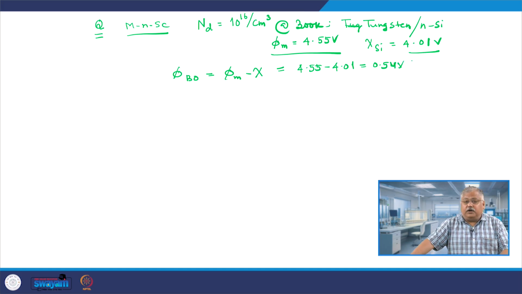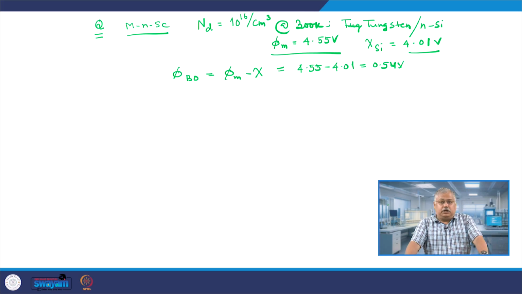So, if you want to convert this into energy, you know that you have to multiply this with Q. Q times V is basically your energy. So, what I am showing you is just the potential. This you have to multiply with 1.6 into 10 to the power minus 19 in order to get it in terms of energy, and that is the reason we say phi b 0 is this much.